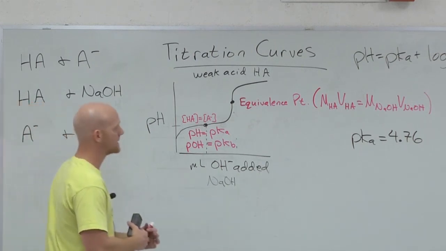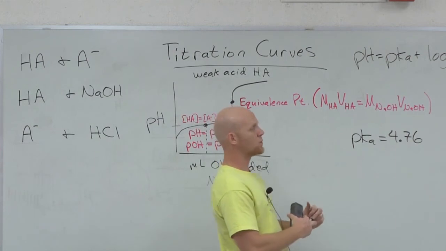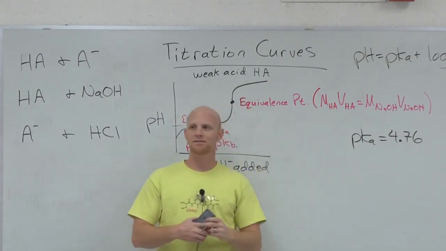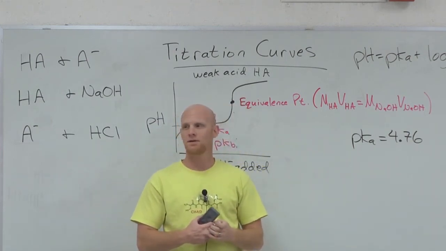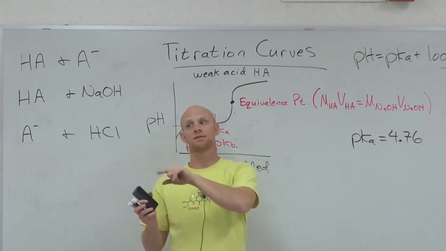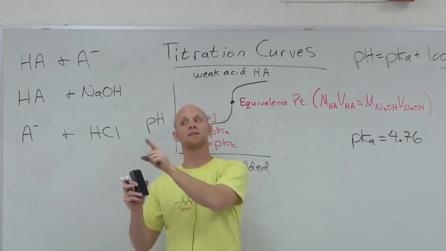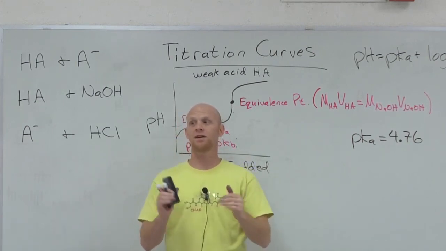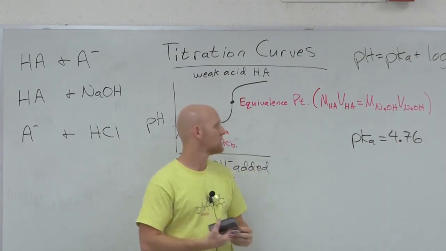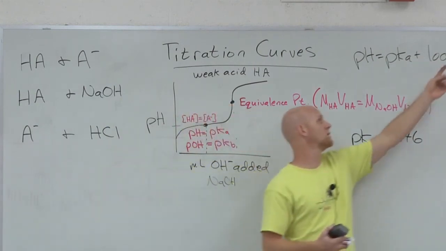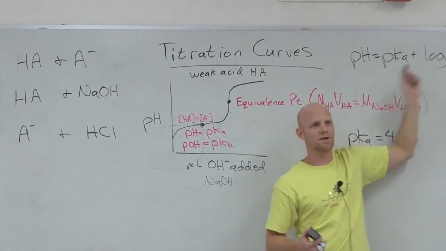Cool, one other thing. Your buffer. So when do you have maximum buffering capacity again? So, well, again, within that range, that's when you can be a buffer, but when is it at a maximum buffering capacity even within that range? When your pH equals your pKa, i.e. when you have equal amounts of conjugate acid, conjugate base.